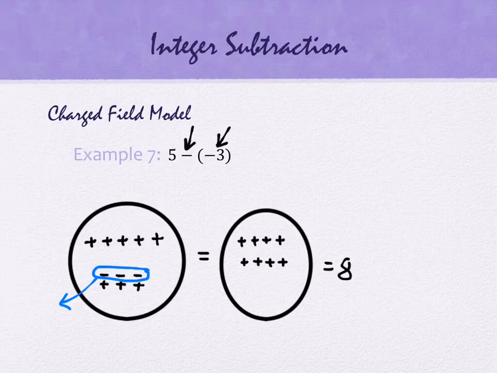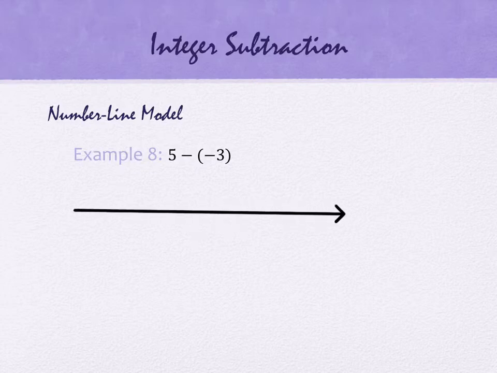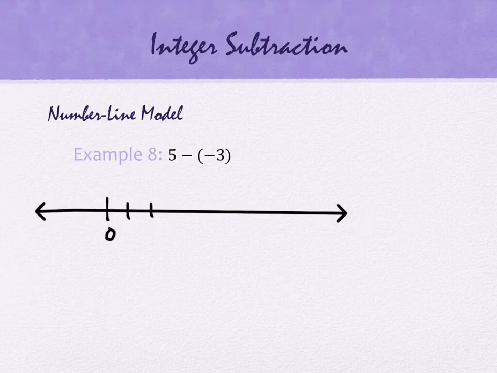Okay, everybody good with that? The next one's a little trickier. It feels a little bit funny. It's a number line model. All right, so draw yourself a number line. And it's going to start basically at 0, and we're going to go out to 5. That part's just like we did before.